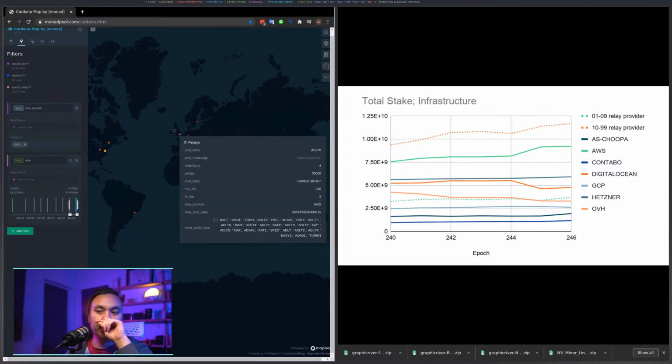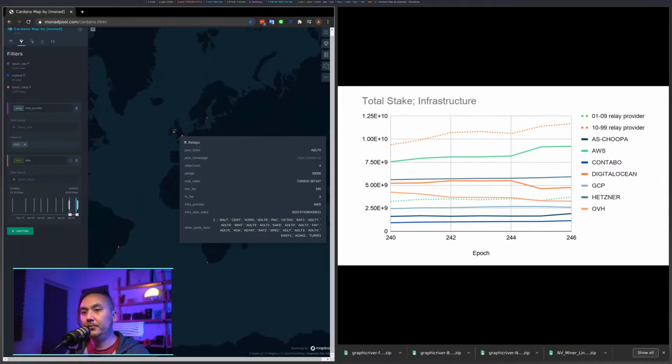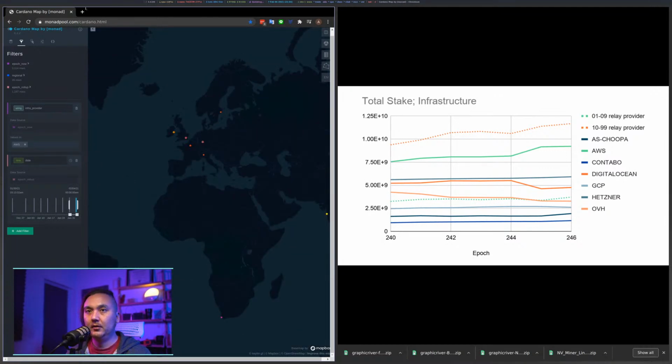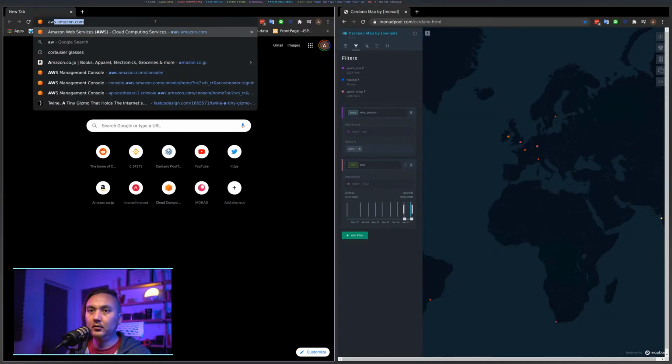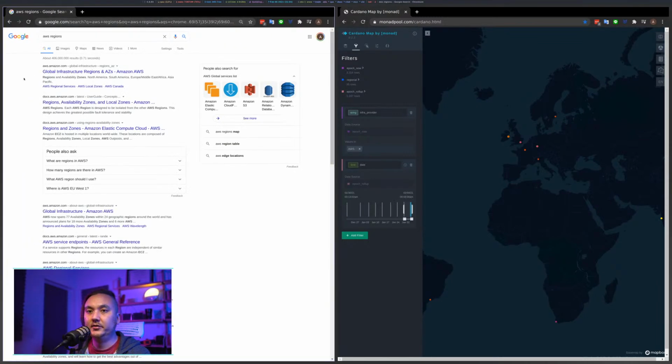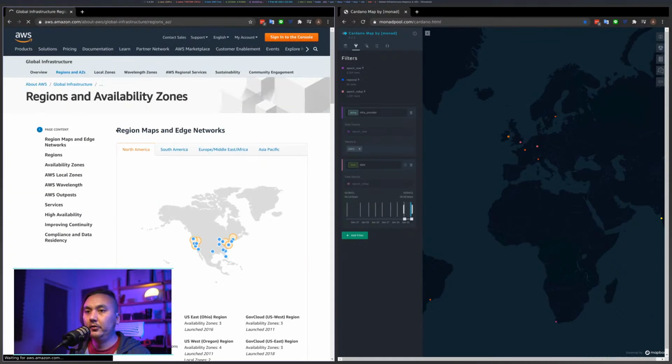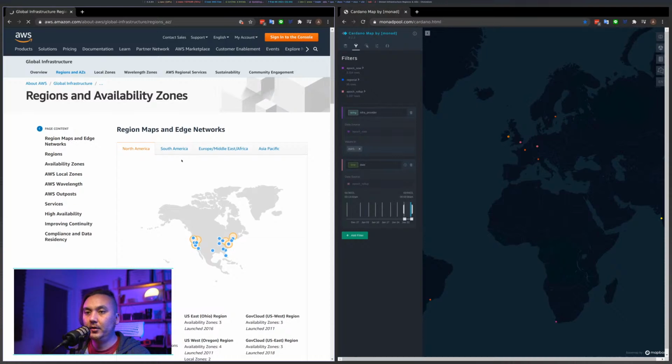The difficult thing here is because AWS is so popular, we can kind of see another tab, AWS. You can actually see how these map pretty closely, right?